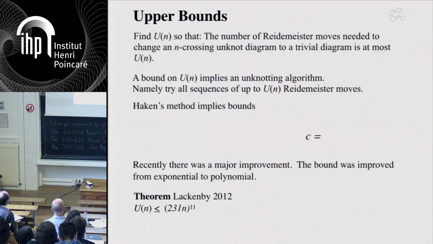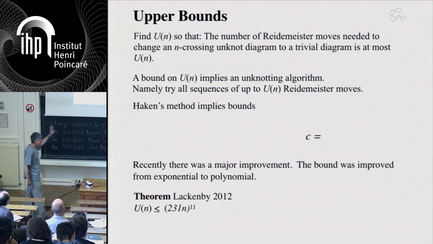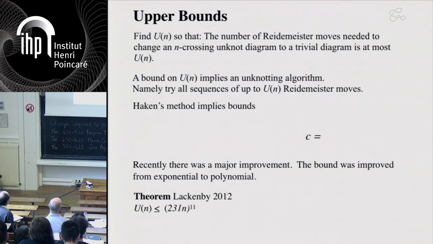So what about these bounds? Oops, I've removed the bound here. There is an exponential upper bound which came out of work that I did with Ligarius, but it's been surpassed. It's just as well it's removed, because it's been surpassed now by some beautiful recent work of Mark Lackenby, who showed that you never need to use more than 231 n to the 11th Reidemeister moves to trivialize a knot with n crossings, 231 n to the 11th.